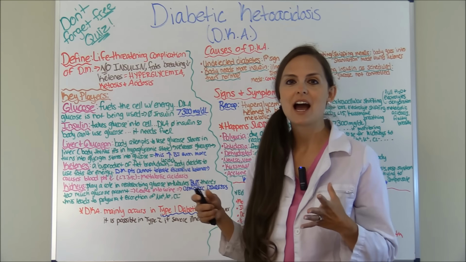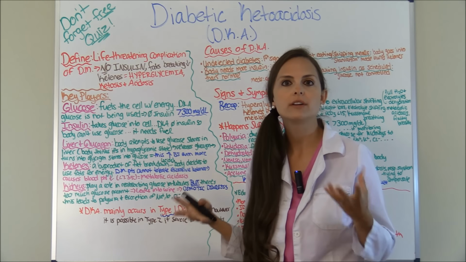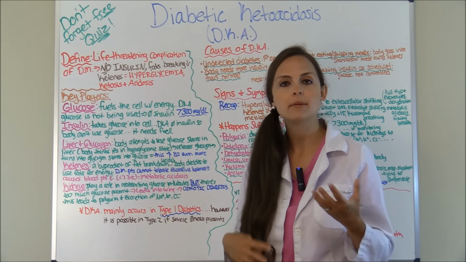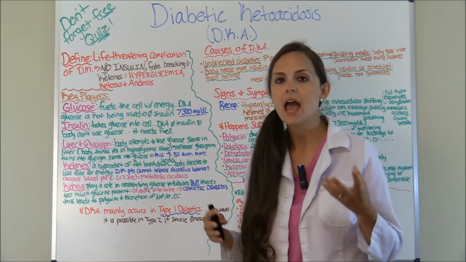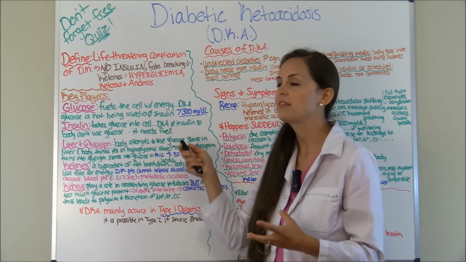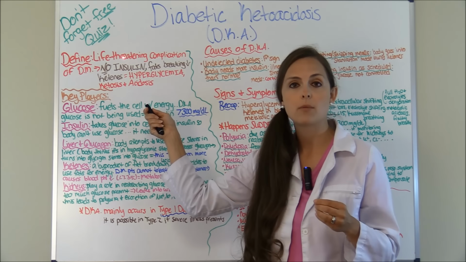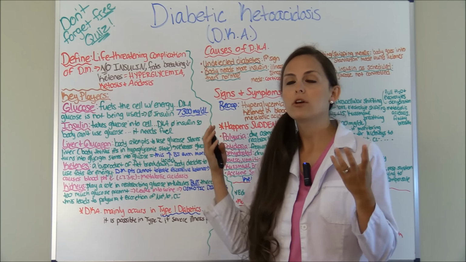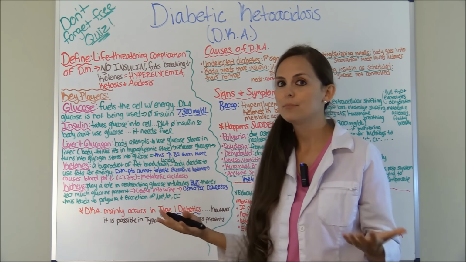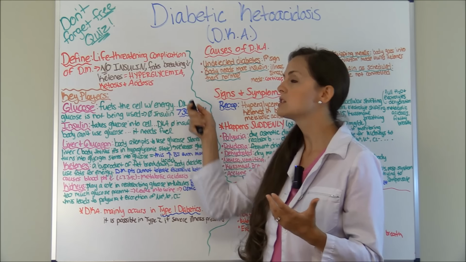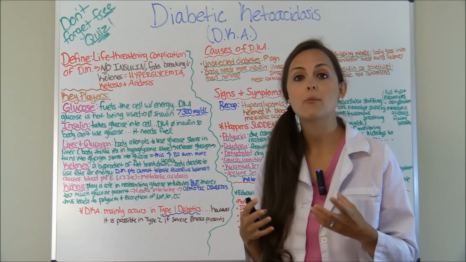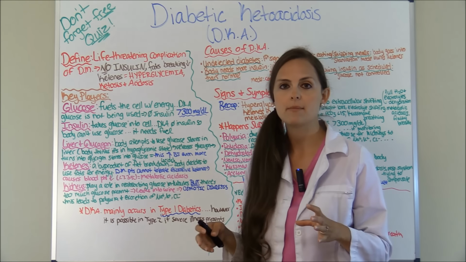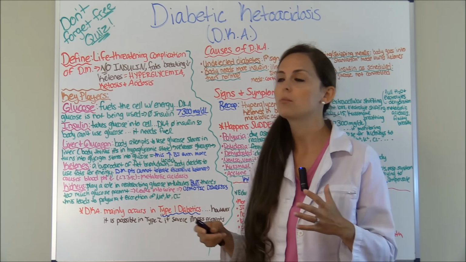Okay, first let's define what DKA is. What in the world is DKA? DKA is a life-threatening condition that patients with diabetes mellitus can suffer from. And what it is, in a nutshell, is that there is absolutely no insulin in the body. And insulin plays a role in using glucose. And glucose fuels our cells, but the body can't get to the glucose. So it starts breaking down fats for energy, and when it breaks down fats, it releases ketones, and ketones in the diabetic patient can cause major problems.